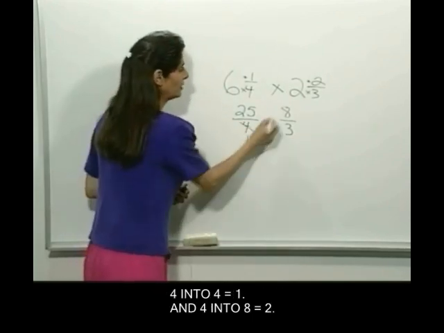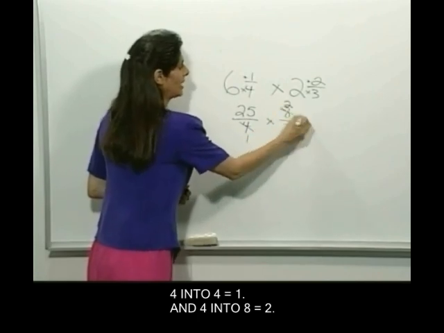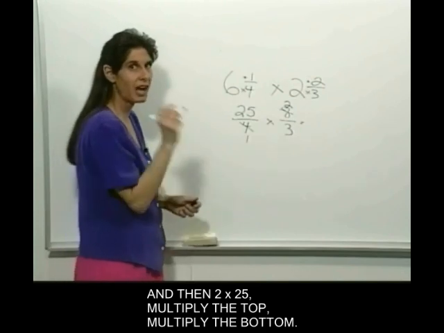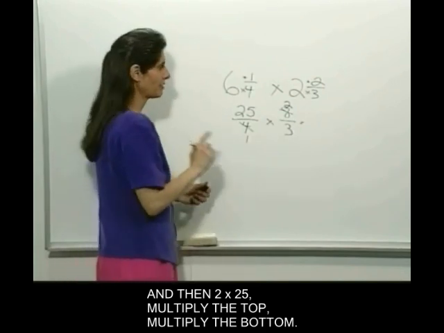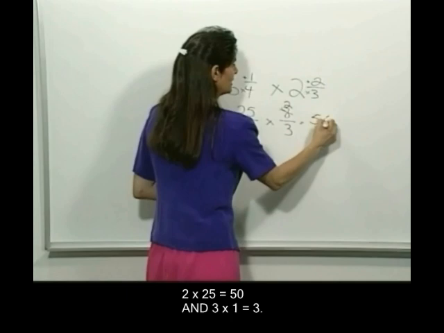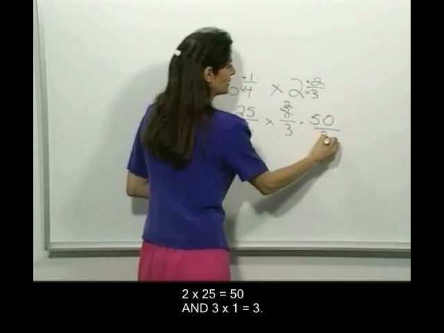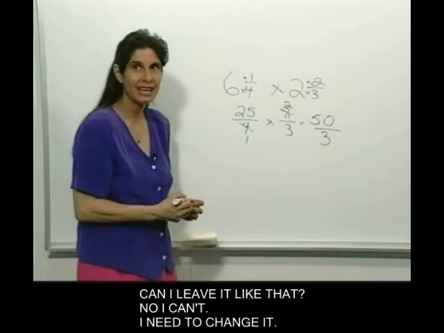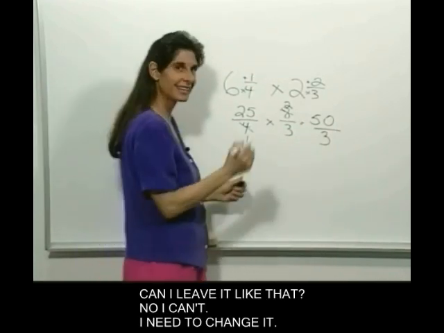4 into 4 is 1, and 4 into 8 goes 2. And then 2 times 25, multiply the top, multiply the bottom. 2 times 25 is 50, and 3 times 1 is 3. Can I leave it like that?